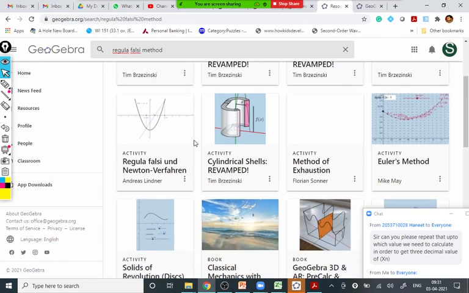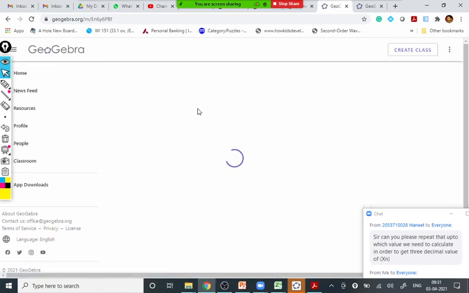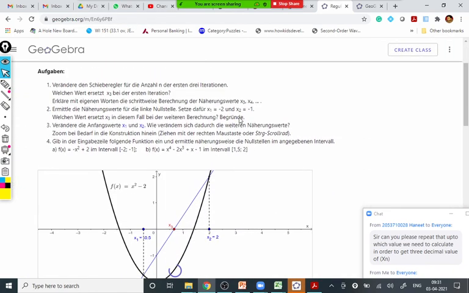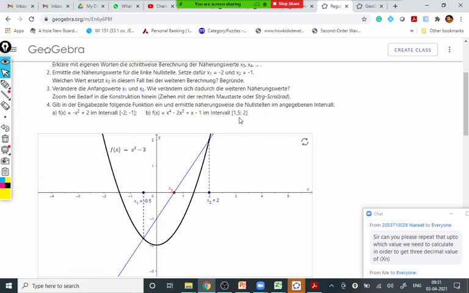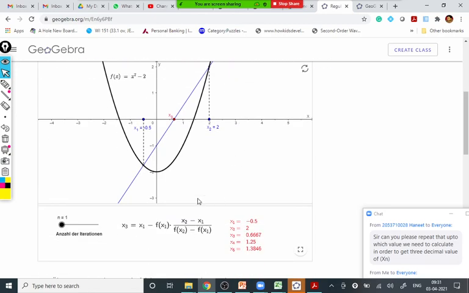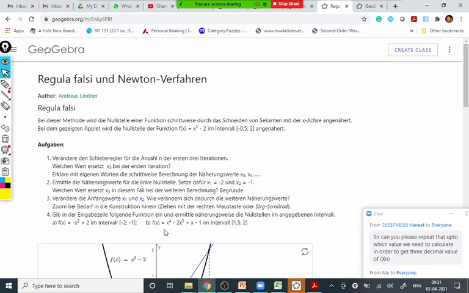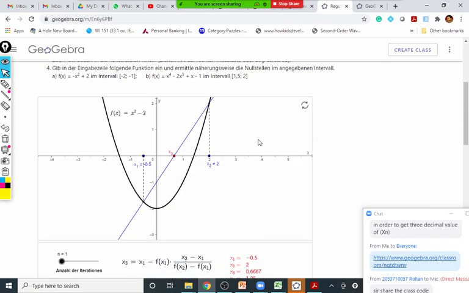Okay, there is one default. Whatever activity I gave is only for that particular example. It is taken for the function f(x) equals x square minus 2. The interval is given as minus 0.5 to 2. And the second step started here is x3, and it is continued.